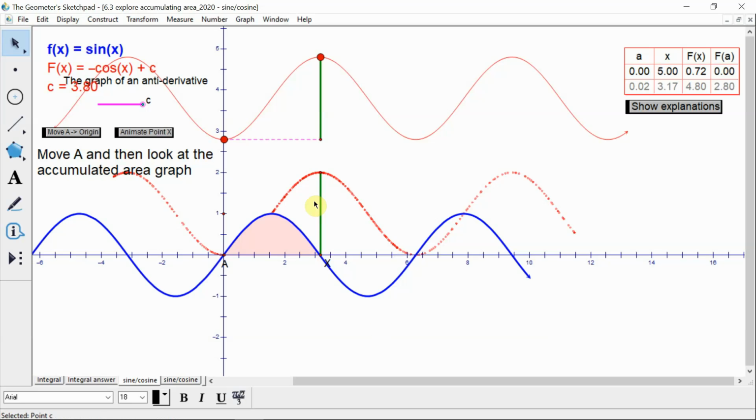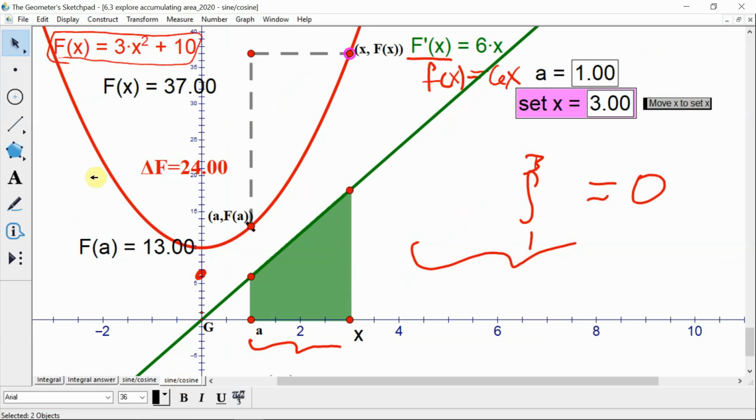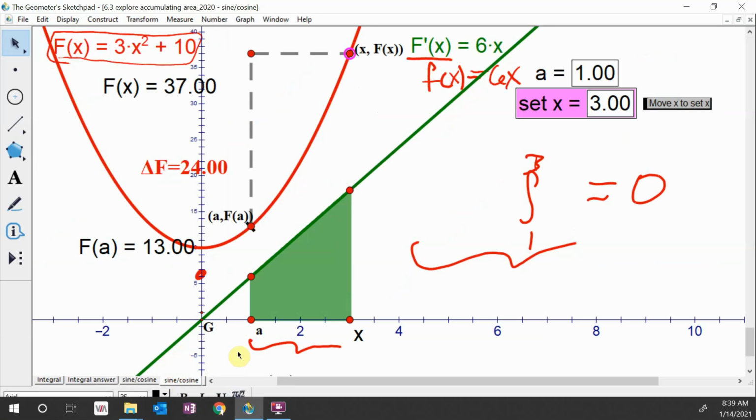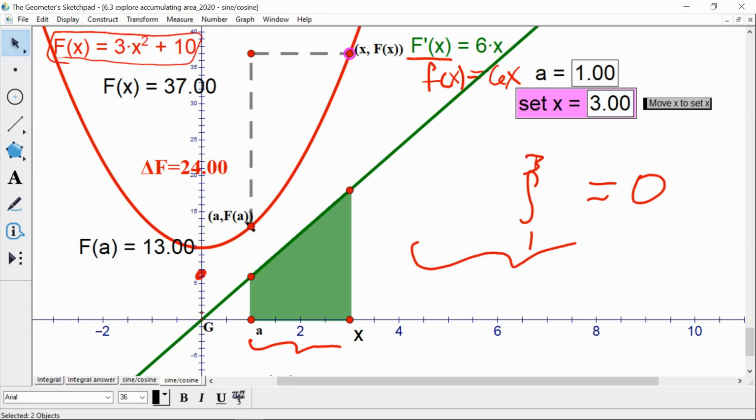So I hope that is at least a little bit helpful as we think about this. Let's maybe look at one more example here before we finish.